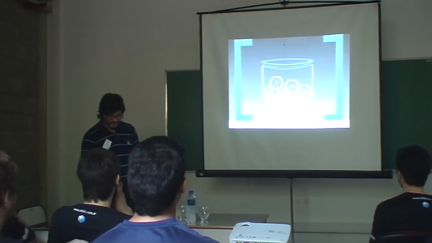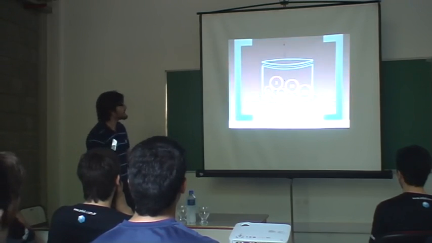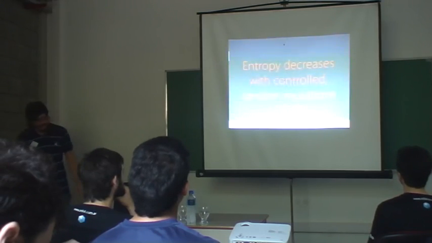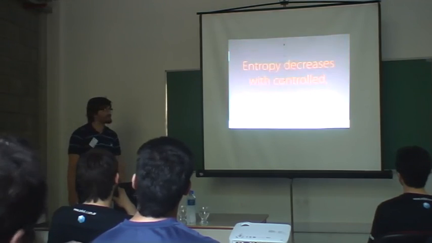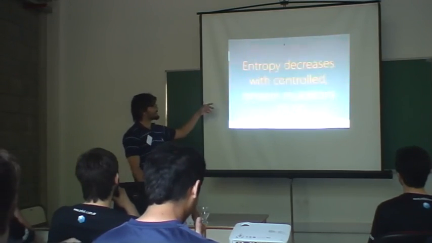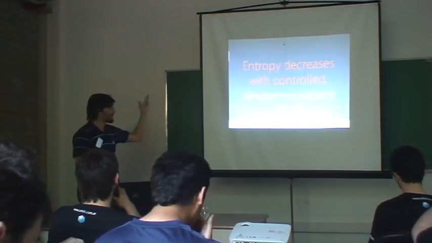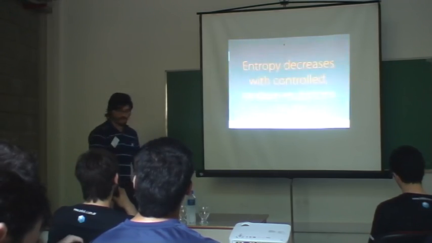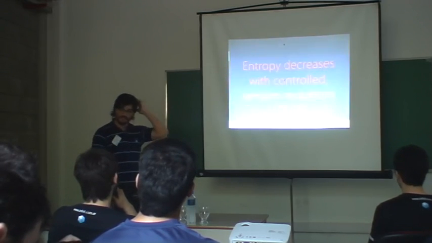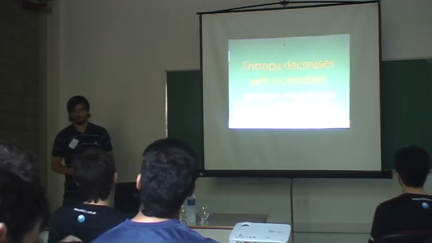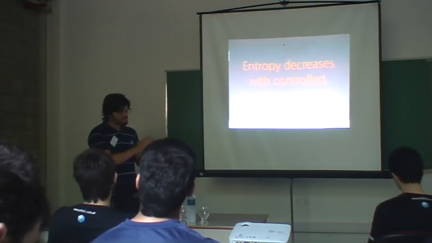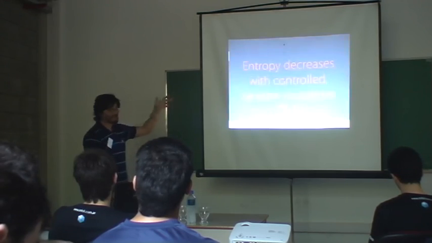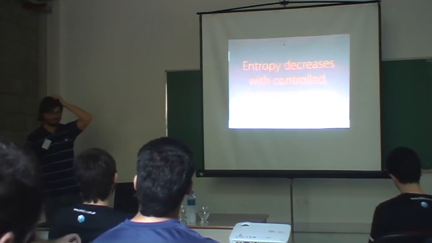So the result is that at the end we minimize the entropy. Entropy in this case, suppose, is the volume occupied by the stones. So we say that entropy decreases with controlled random mutations because we are randomly mutating the positions of the stones. So this is the main idea of annealing. Okay?